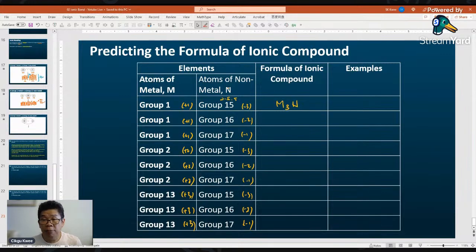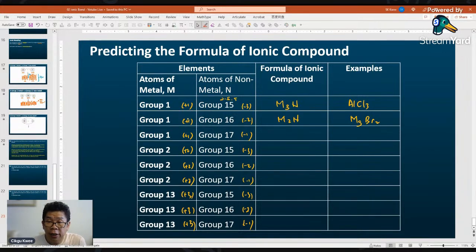Examples: aluminum chloride, AlCl3. For this one, to balance the charge, we need 2 metal M ions, since the charge is +1, so it becomes M2N. Examples, let's say magnesium chloride or magnesium bromide, MgBr2.